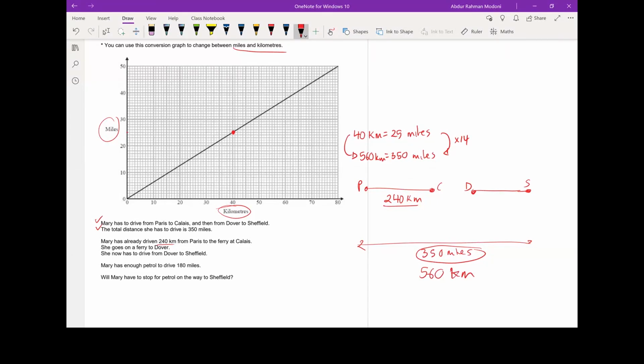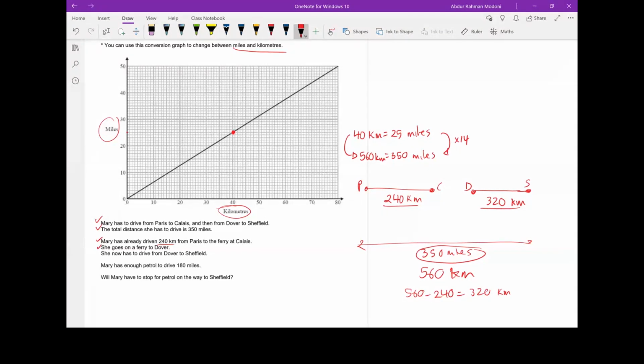So if I know this whole distance is 560, I can then do 560 take away 240. Okay, so 560 take away 240, and that gives me 320. So that must be the remaining distance. So that goes there, because the total distance was 350. So that's how many kilometers are left. So I've worked that out, Dover to Sheffield. That's all from this line here, really. Okay. Tick that off.